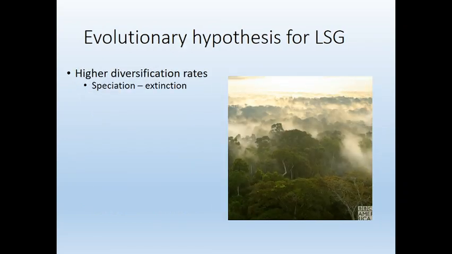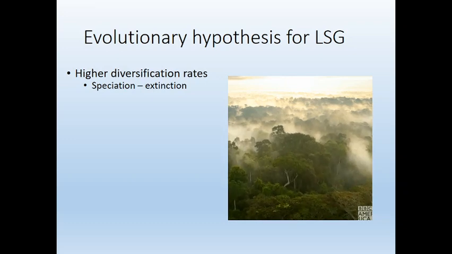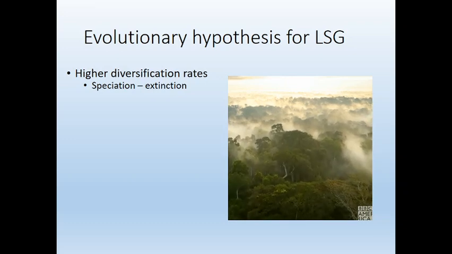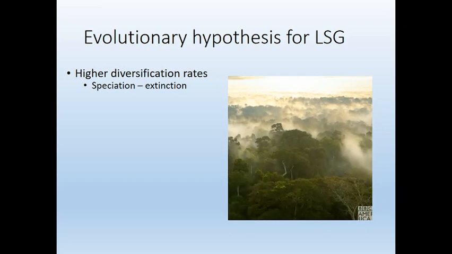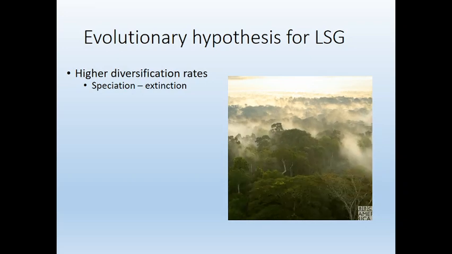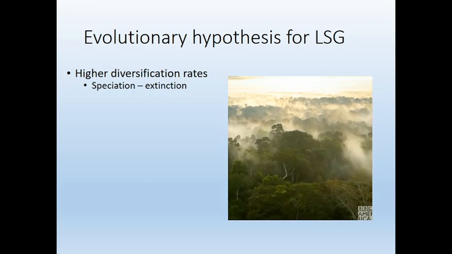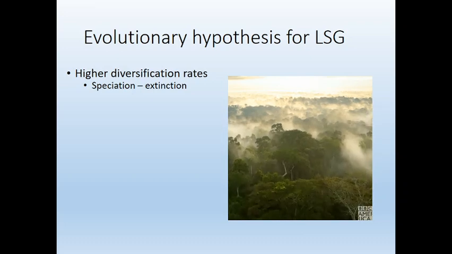So let's switch over to thinking about evolutionary hypotheses. What we see is the tropics usually have higher diversification rates. Now, diversification rate is speciation, so the number of species that are arising, minus the number of species that are going away.